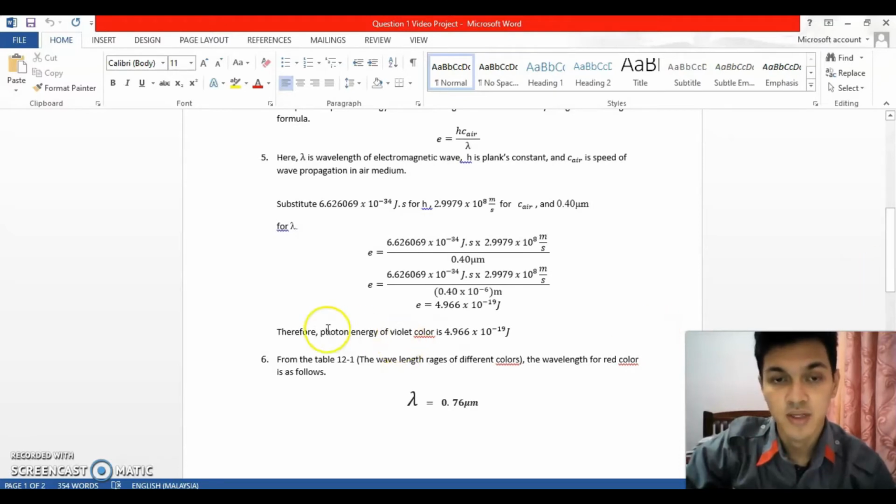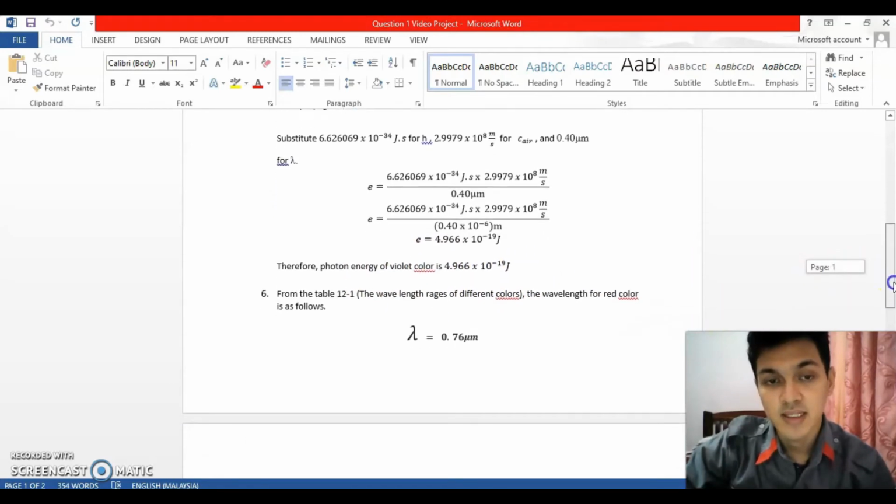So the total energy of the violet color is 4.966 times 10 to the power of negative 19 joules.